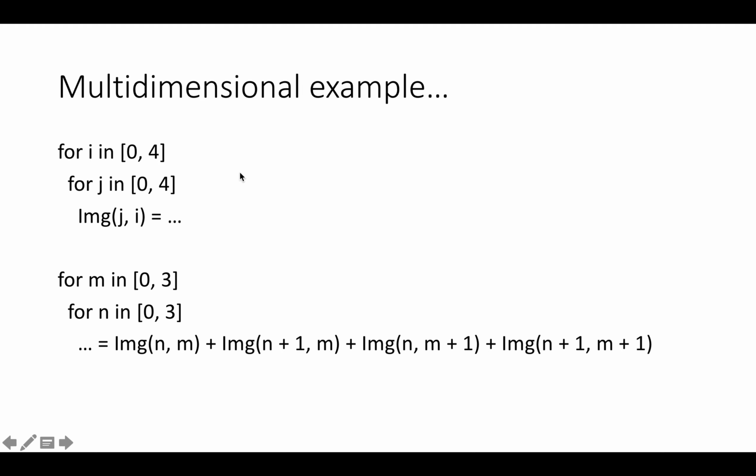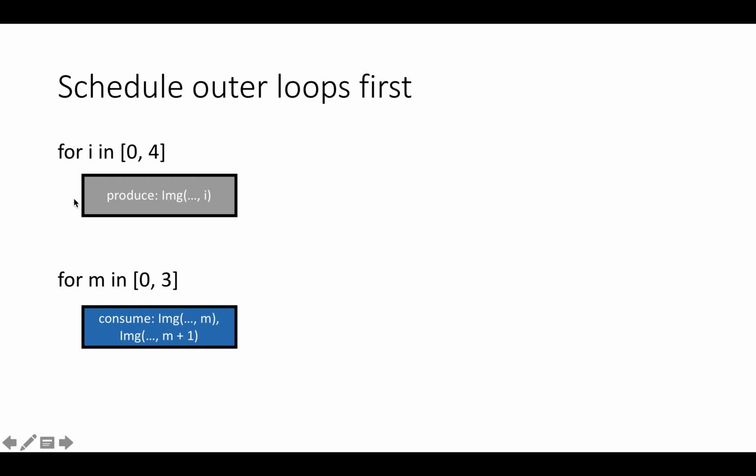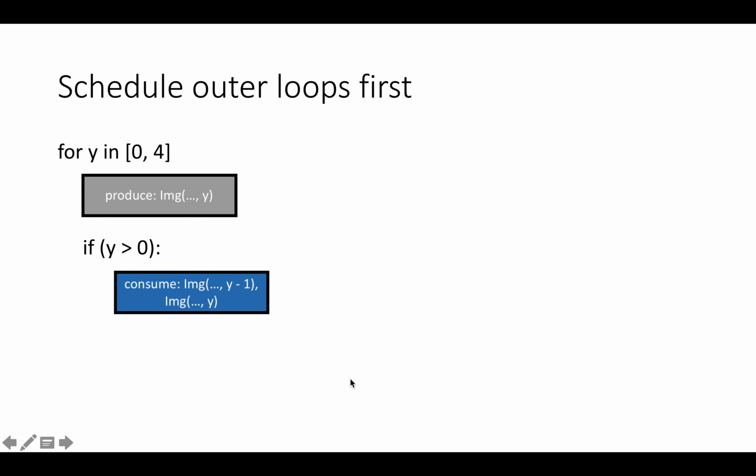So for example, if we have something like this, which is a stencil in 2 dimensions, it's a 2x2 stencil where we write values to an image, and then we read out this 2x2 stencil with the top left corner at nm. And we can start by scheduling the outer loops first. So we basically do for I in 0 to 4, we produce a row of image, and then for m in 0 to 3, we can consume 2 consecutive rows of the image. So we can boil this down to a new schedule for the outer loops, which is for y in 0 to 4, produce image, and if y is greater than 0, consume y minus 1 and y.